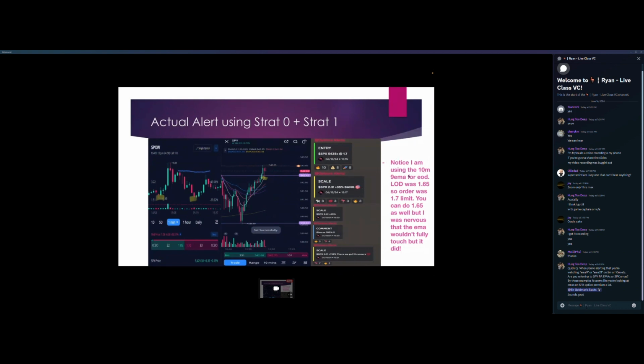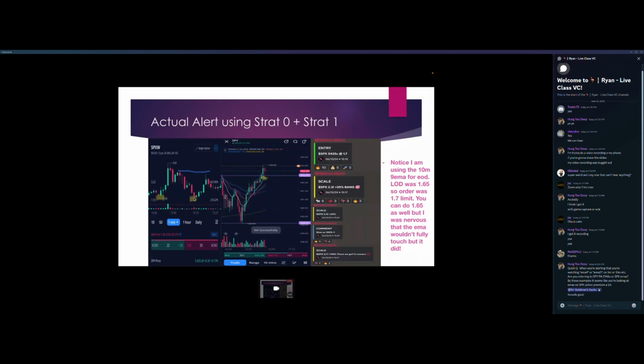So notice I'm using the 10 minute 9 EMA for low of day, or end of day. Low of day was 165 right here. So your order was 1.7 limit. So we got filled. You can do 165 as well, but I was nervous that the EMA wouldn't fully touch, but it did. It did touch. I don't think this was actually 165, so this is a little typo by me. I think the low here was 1.7.